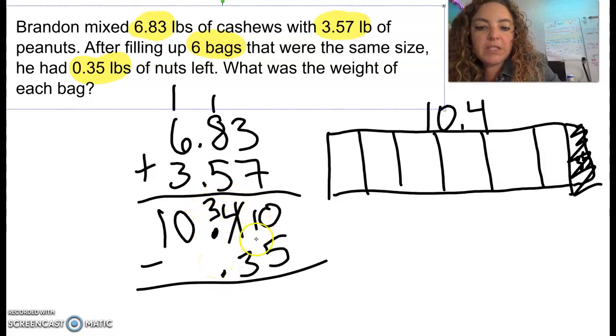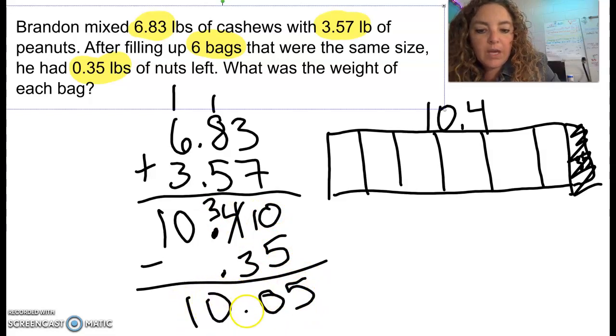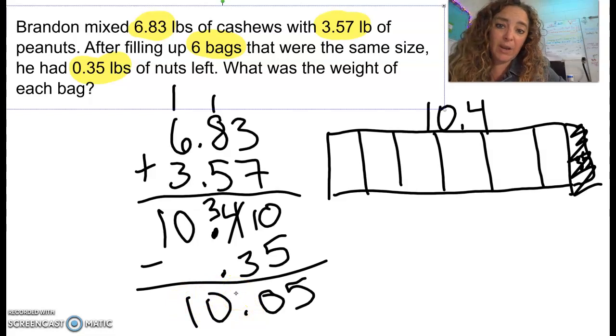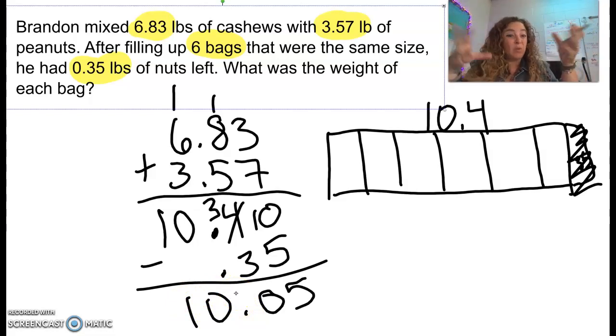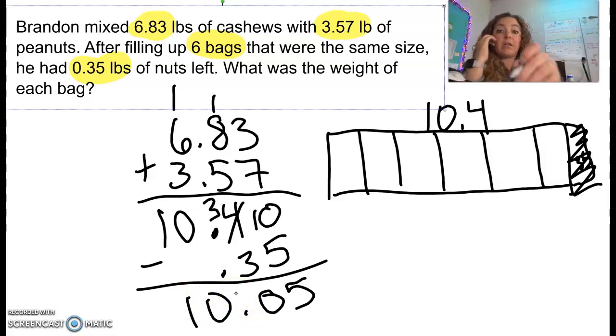This is going to be a 3, this is going to be a 10. We get a 5 here. 10 minus 5 is 5. 3 minus 3 is 0. Okay, so now we have our number. That's just how many nuts there were in all, taking away our leftovers.